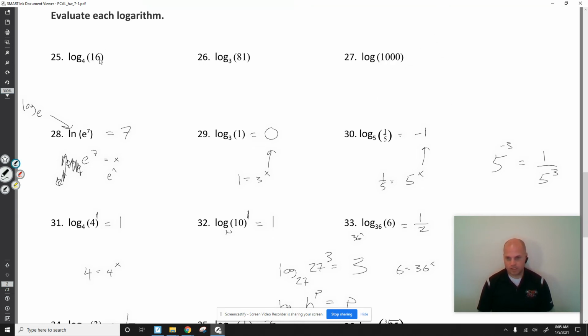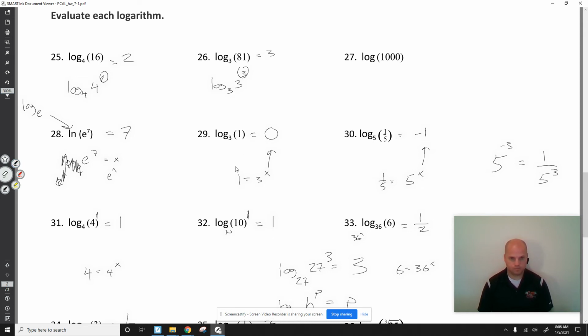You can rewrite 16 as a version of 4. So I can say, okay, just write this as 4 squared. Log base 4 of 4 squared. The 4s cancel, and you're just left with the 2. 81 is 3 cubed. Log base 3 of 3 cubed. These 3s cancel, leaving you with this 3.